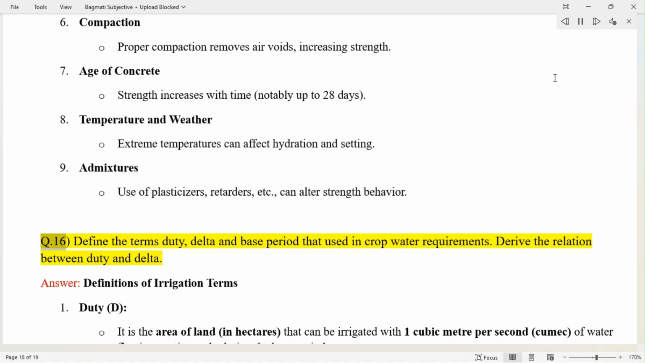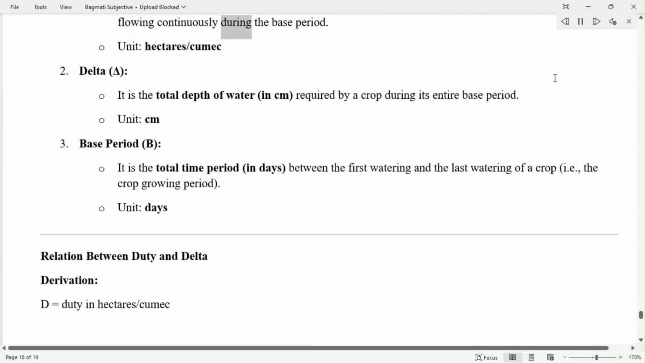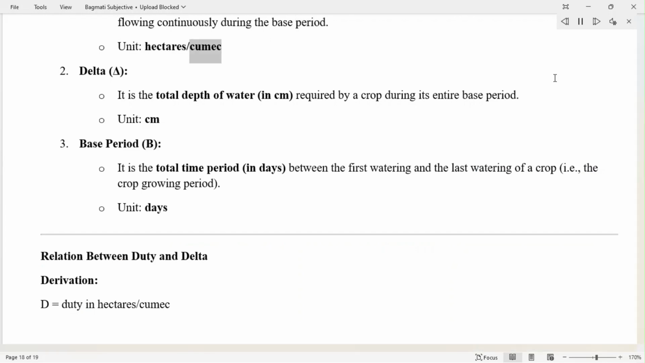16. Question: define the terms duty, delta, and base period that are used in crop water requirements. Derive the relation between duty and delta. Answer: definitions of irrigation terms. Duty, D: it is the area of land, in hectares, that can be irrigated with 1 cumec (cubic meter per second) of water flowing continuously during the base period. Unit: hectares/cumec.